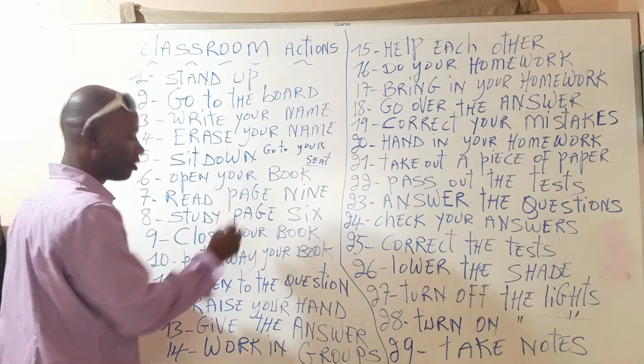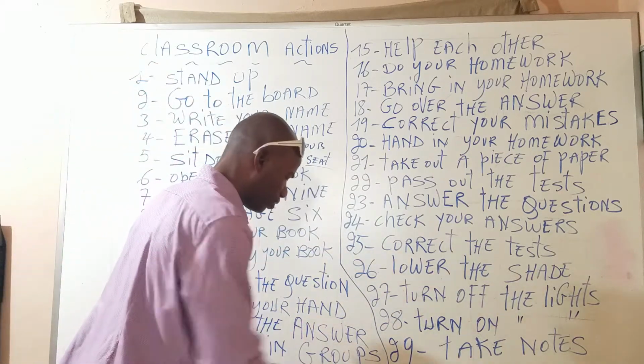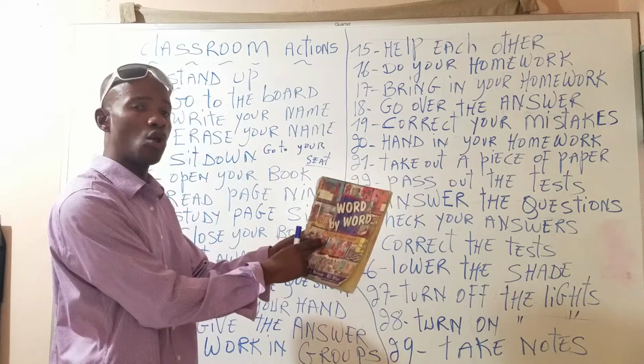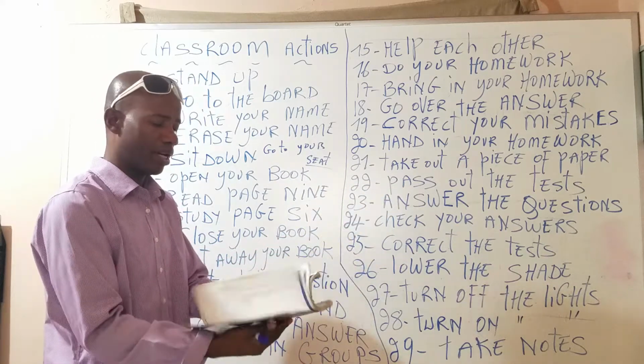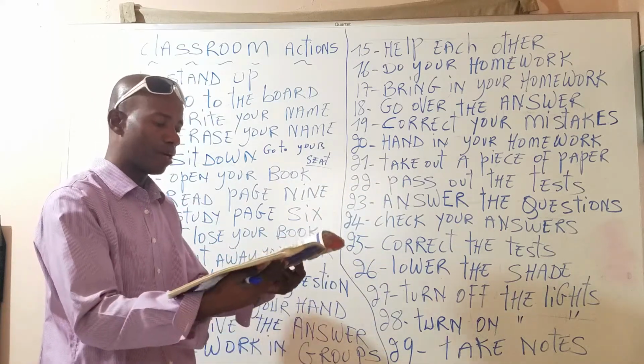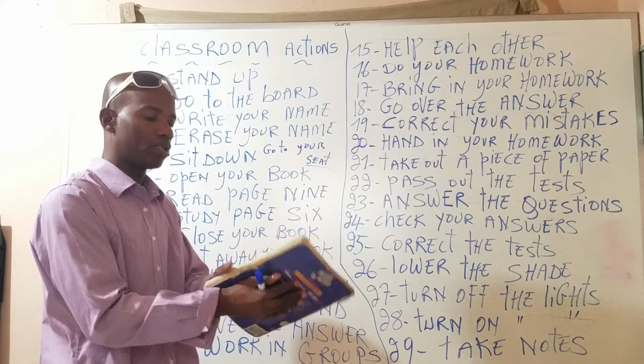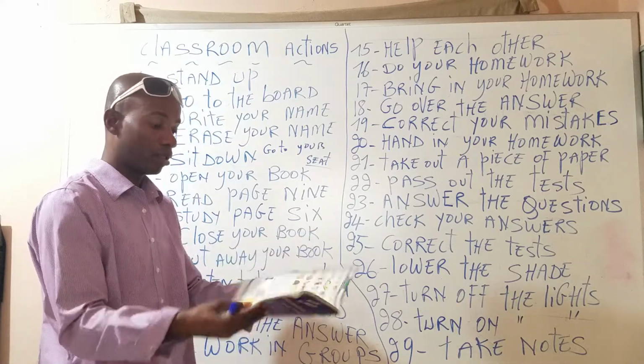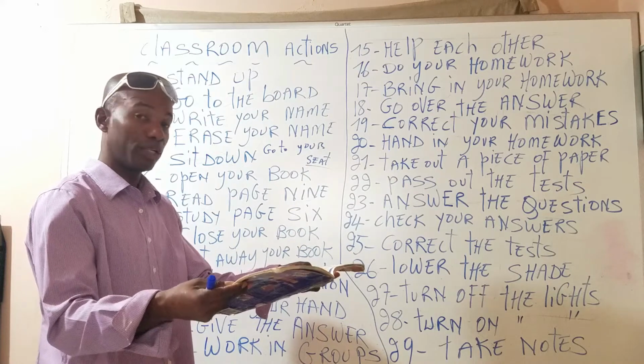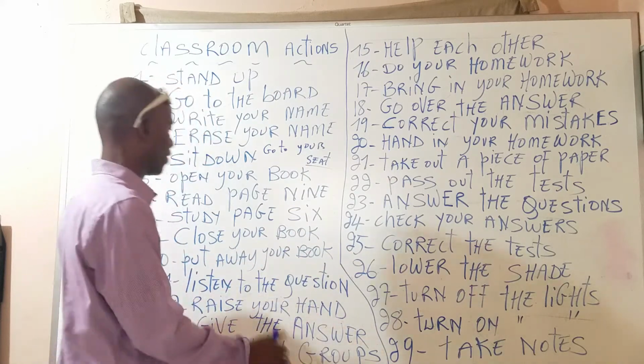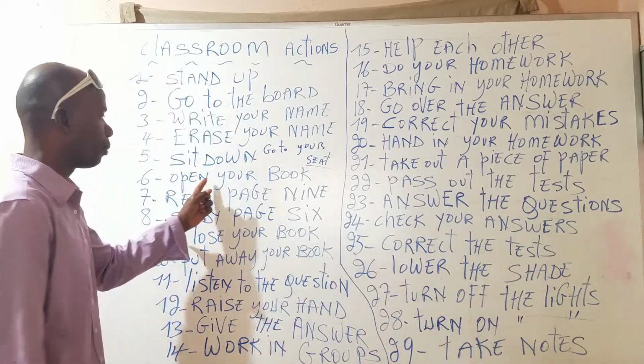You understand that? Open your book. This is my book. Now the book is closed. Now I have to open it. I'm opening it like this. I'm opening my book now. Close your book. This is closed. Open. This is open. Close. This is closed. Open. Close. You understand? That's easy.